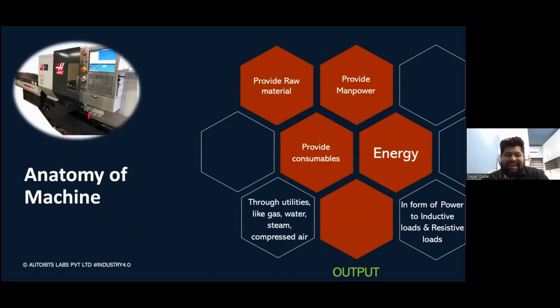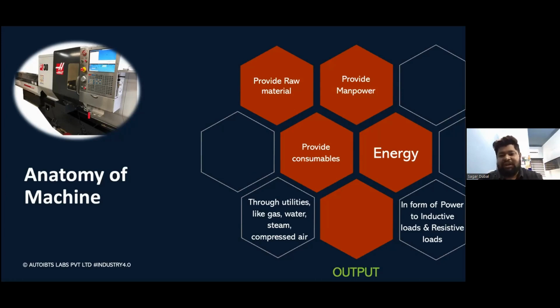So in any machine, there are three major things, 3 to 4 major things. First is you provide that machine some raw material, you give some manpower. So you feed in something. There are operators who are feeding it, supervising it. Then you change the consumables and so on.